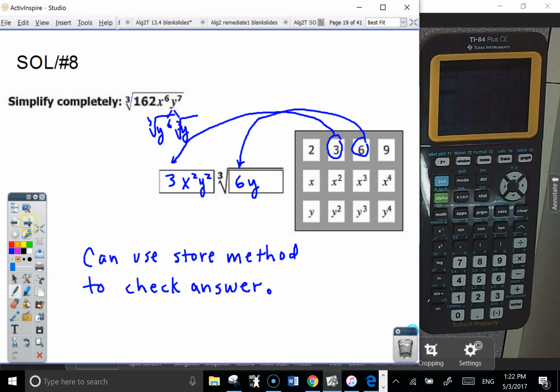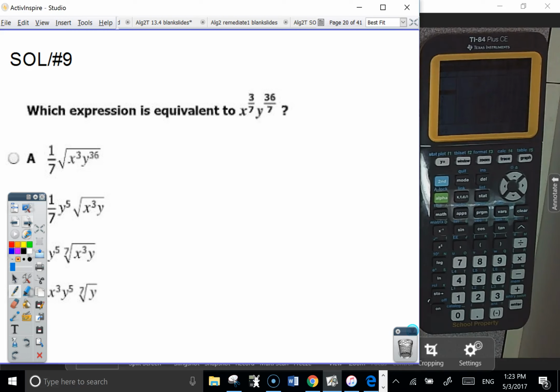Okay, that was number 8. Okay, here's number 9.